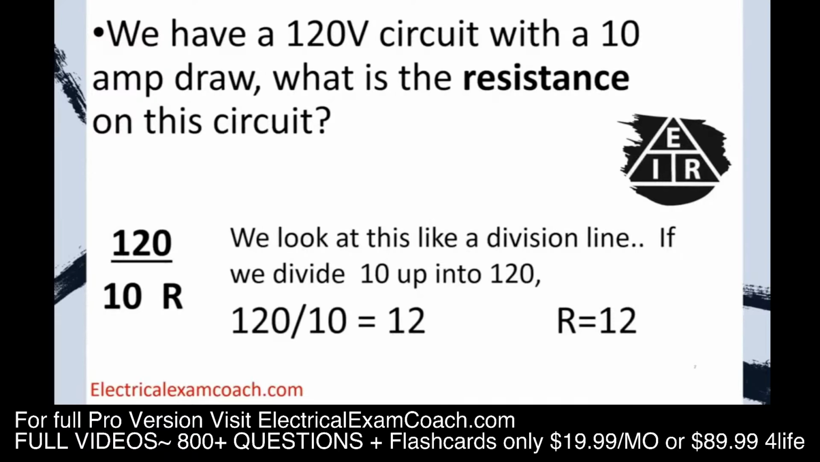I divide 120 by 10, and it lets me know that there should be 12 ohms of resistance on this circuit. Meaning I should be able to put my amp clamp out and read 10. I should be able to put my voltmeter out and read 120. And I should also be able to measure the resistance and measure 12 ohms. If I don't have that, there's something wrong.